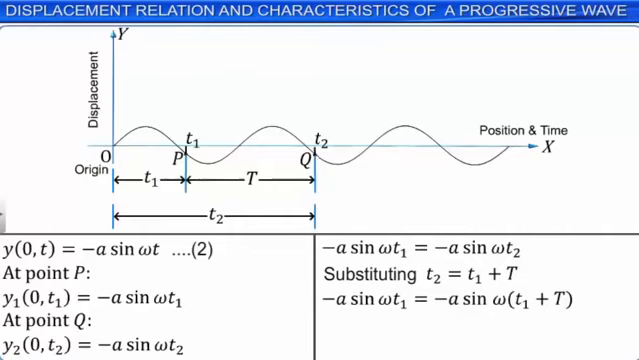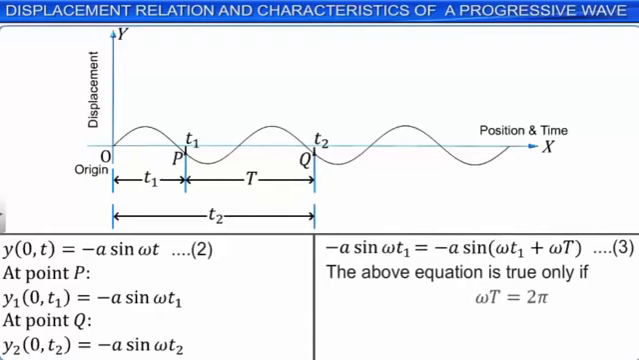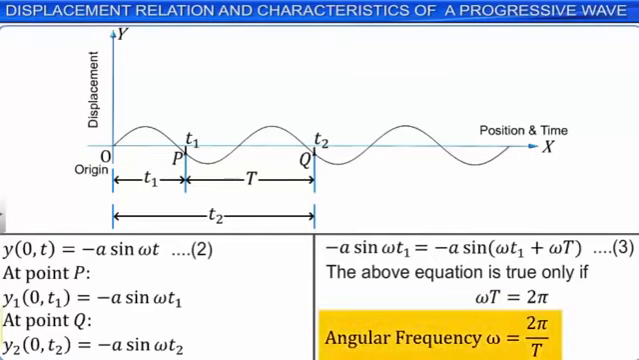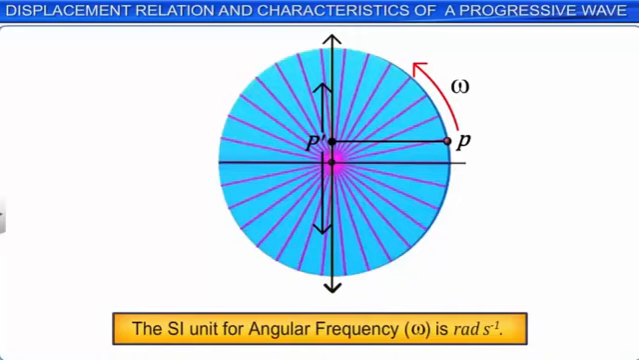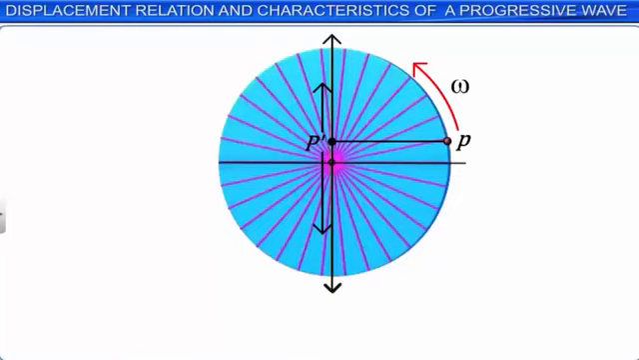The above equation is true only if omega T is equal to 2 pi. Therefore, omega is equal to 2 pi by T. This omega is known as the angular frequency of the wave. Omega is also the angular velocity of the point moving along the harmonic circle from which the sinusoidal wave has been generated. The SI unit for angular frequency omega is radians per second. Frequency is the number of oscillations per unit time made by a particle as the wave passes through it. It is represented by the Greek letter nu and is measured in hertz. Frequency is denoted by the equation nu is equal to 1 by T, which is equal to omega by 2 pi.